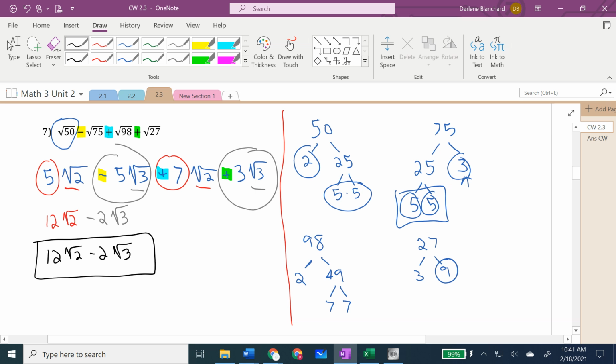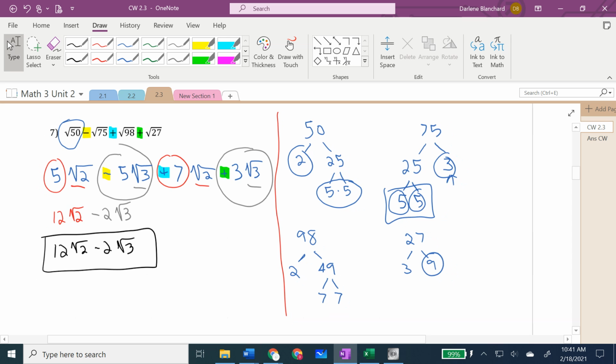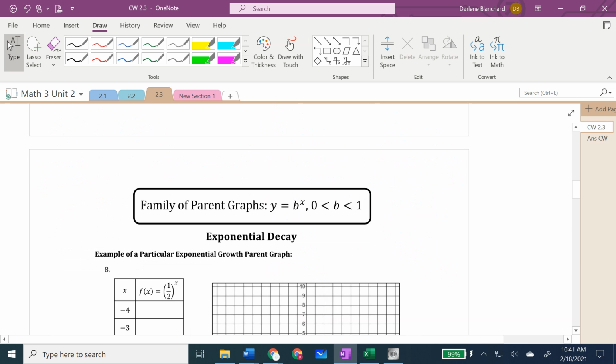And you cannot add or subtract those two rational, or those two root expressions, because they do not have the same number under their square root. Okay, continuing on.